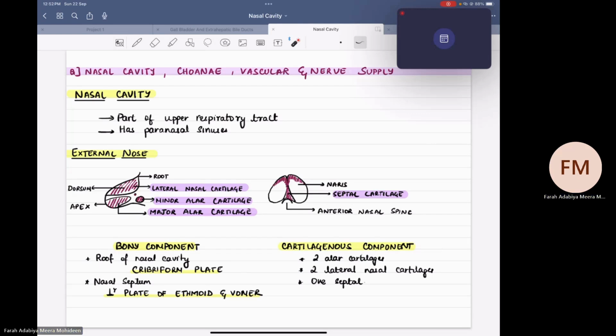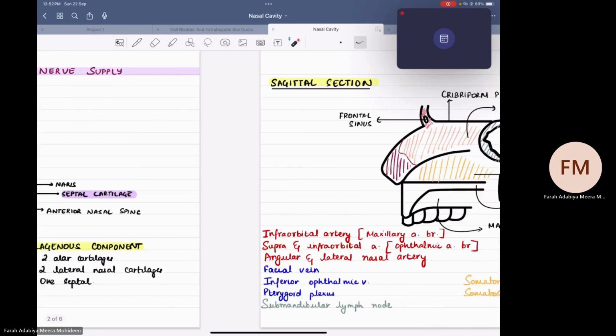Now, there's one cartilaginous component that forms the nasal septum as well, which is your septal cartilage. And apart from that, as we have already discussed, you have two alar cartilages and you have two lateral nasal cartilages, which are on the lateral side, on right and left, both sides. That's why there are two of them.